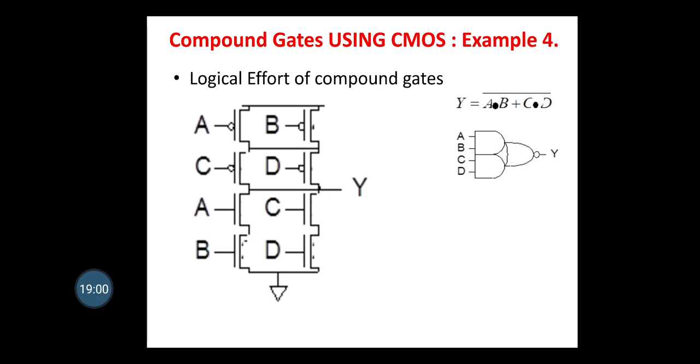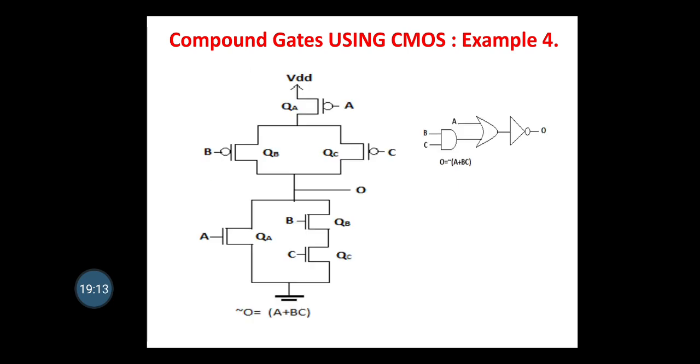So these are some examples of compound gates. A and B plus C and D the whole bar, so the logic diagram is shown here. So next is A plus B dot C.